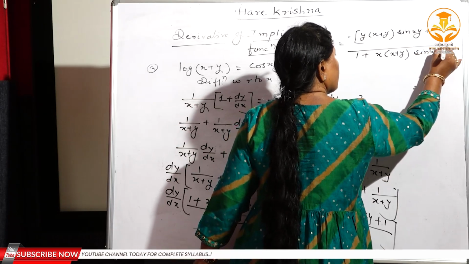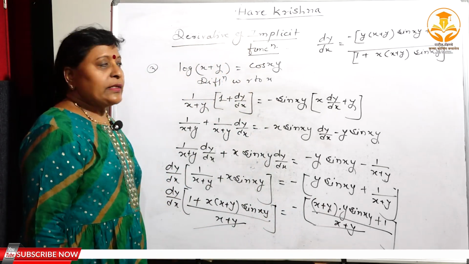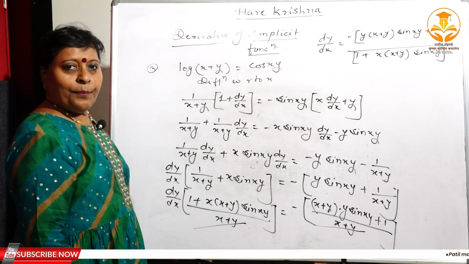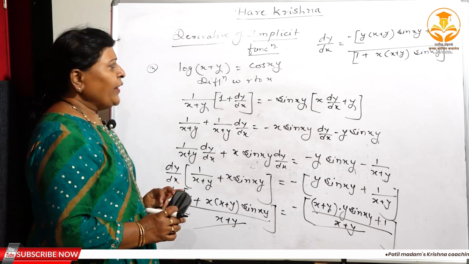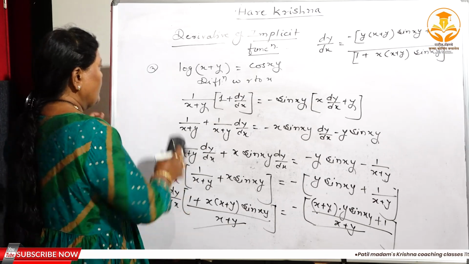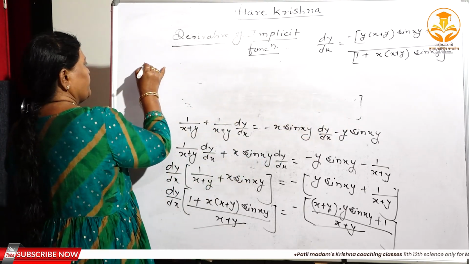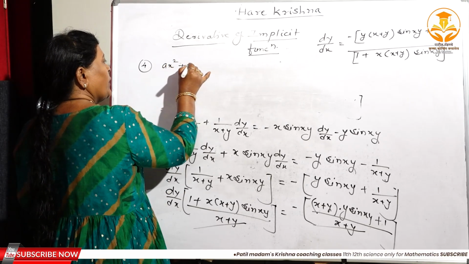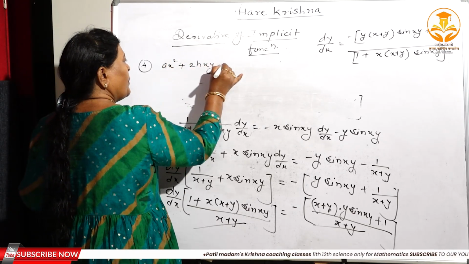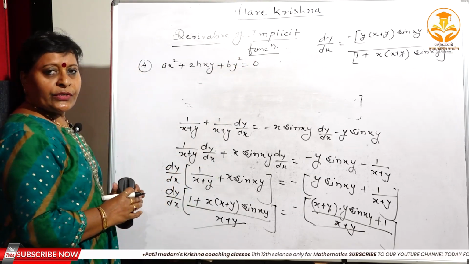This is the result, that is dy by dx. This is the third example of what here? Implicit function, isn't it? Now there are a variety of problems in the implicit function. So take the fourth one here: ax square plus twice hxy plus by square is equal to 0. Suppose the question is like this.